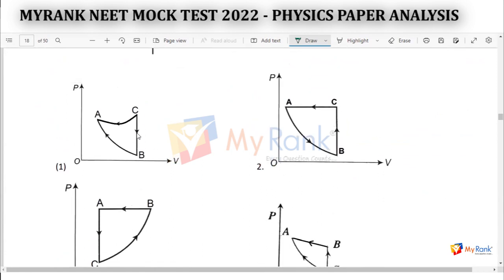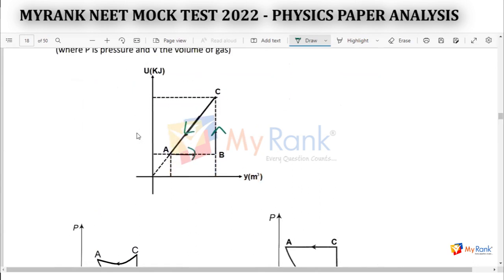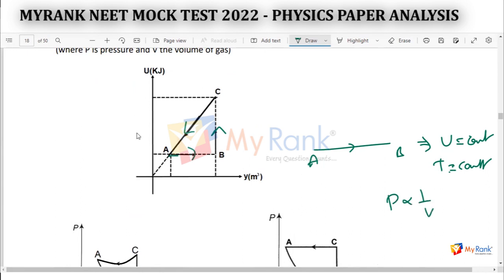So students, the A to B process, suppose if you see A to B, like this it's going now. Constant you can observe. That means temperature is constant. In this A to B, U is constant, students. This implies U constant means temperature also constant, since internal energy and temperature are directly proportional. So then we can say P is inversely proportional to V. For BC, if you observe, volume is constant. This axis is volume, students, meter cube is there now. So BC volume constant.